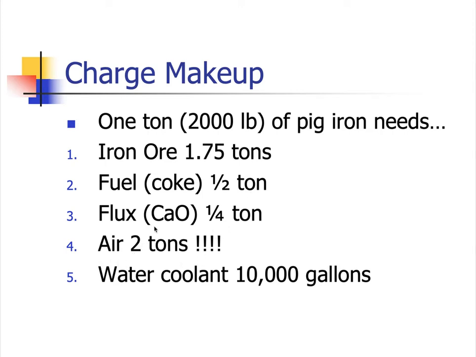So 2 tons of air, you don't think of air as weighing much, air and oxygen, but 2 tons of air and oxygen go into that furnace to make 1 ton of pig iron. Also 10,000 gallons of water coolant goes in there. You'll see really big retaining ponds around Gary, Indiana, where they cool that water.